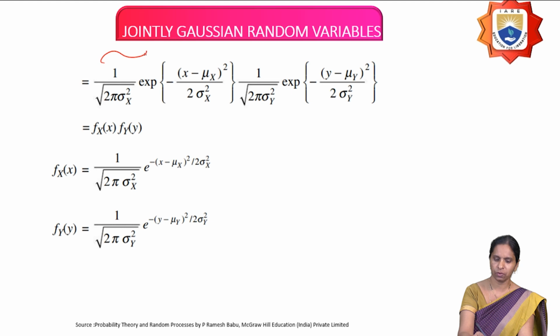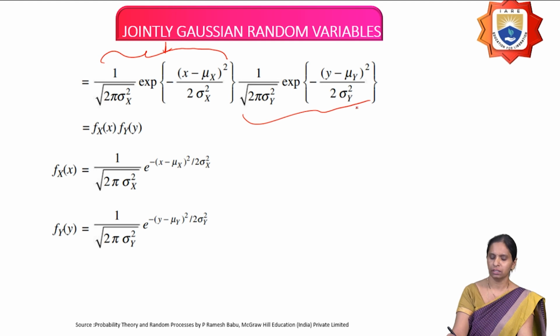Therefore, what is this called? The density function of the Gaussian random variable x. And what do you call this? The density function of the Gaussian random variable y. Therefore, fx of x into fy of y, where fx of x is nothing but the Gaussian density function of random variable x, and fy of y is the Gaussian density function of the random variable y.